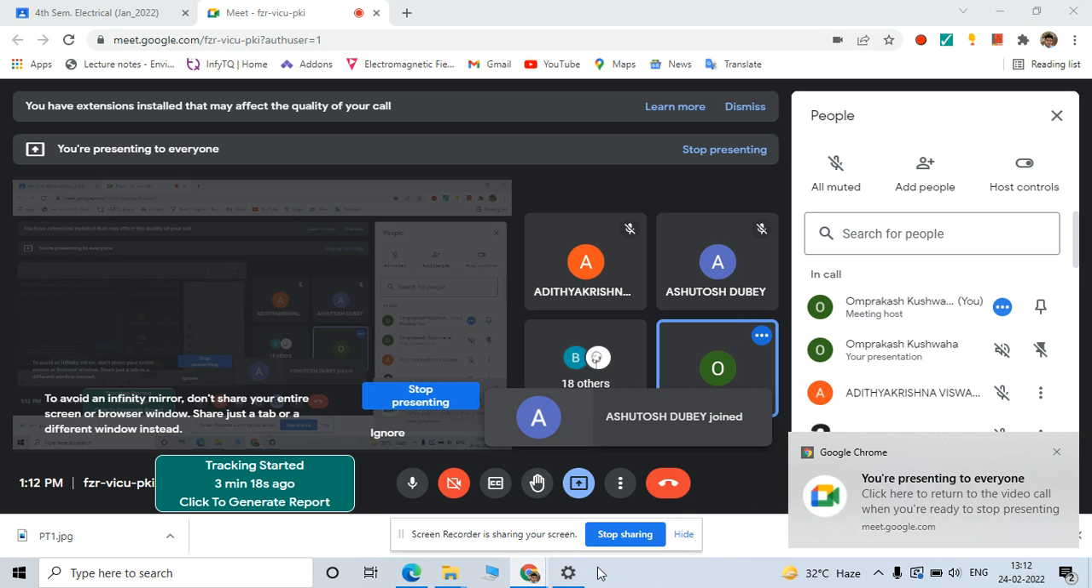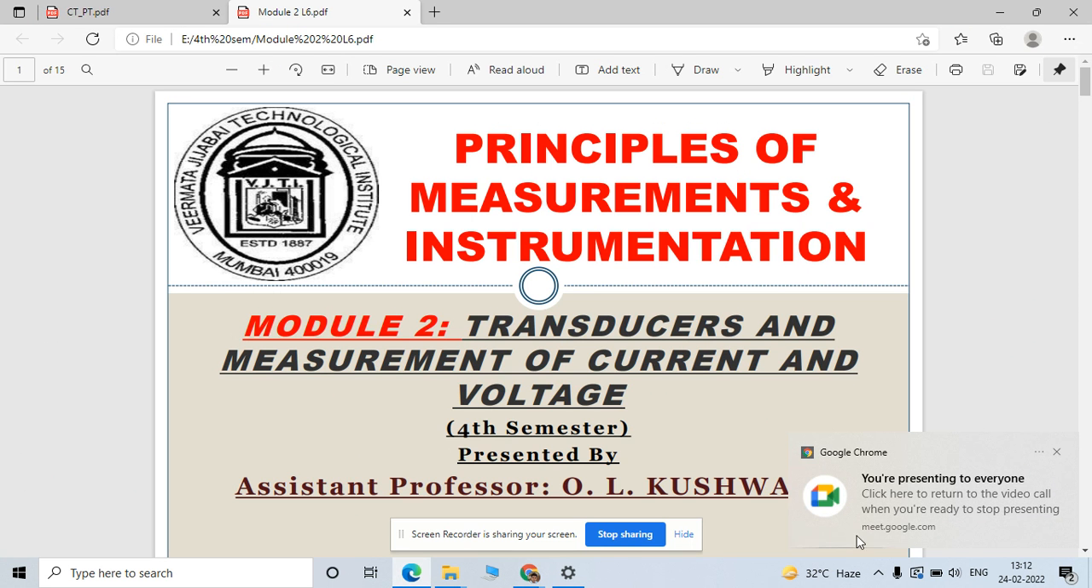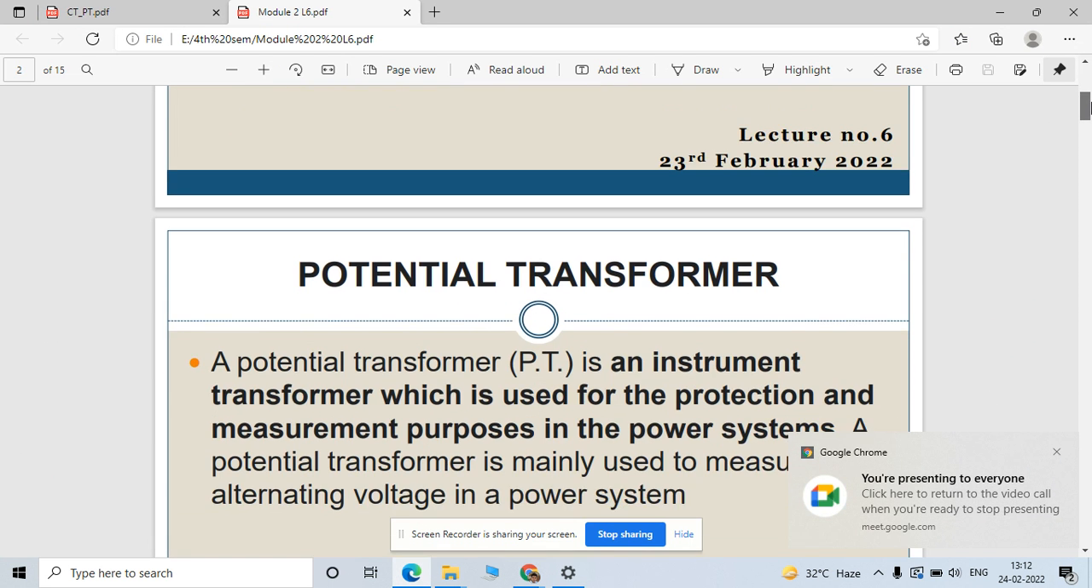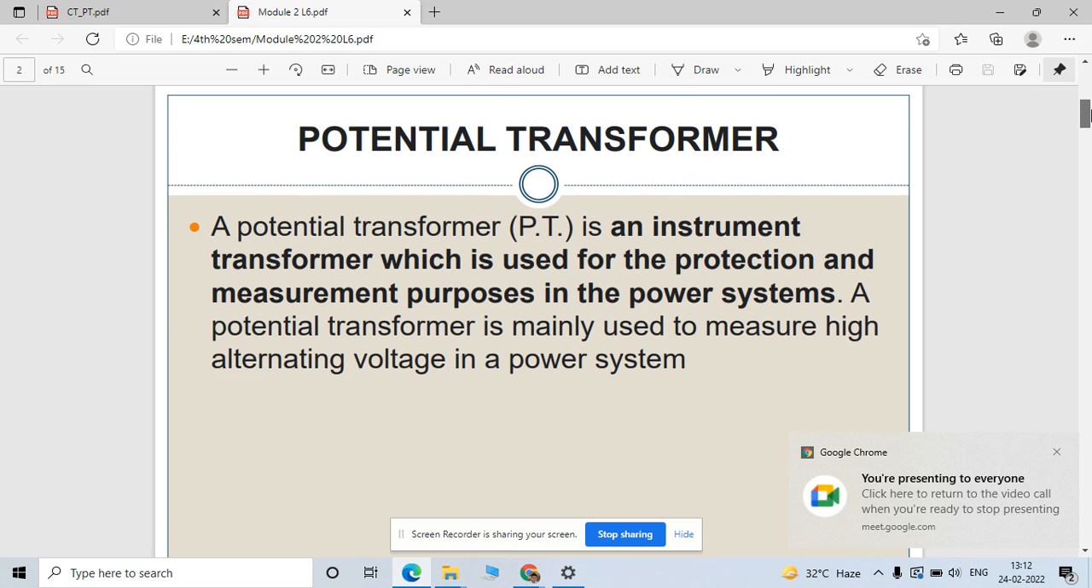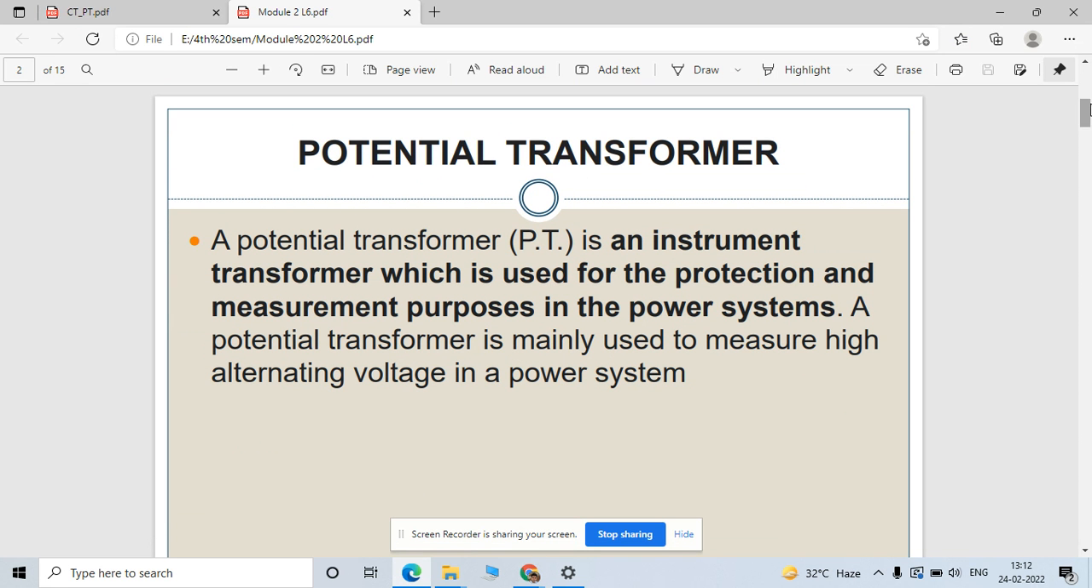Are you able to solve that problem? Okay, we will discuss that problem. First, we will see this potential transformer.